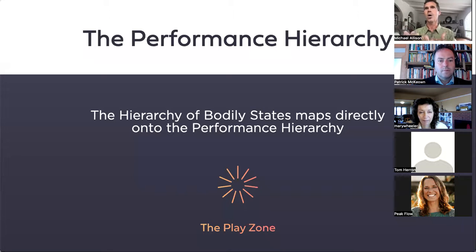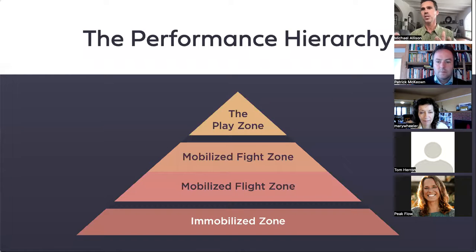Which brings me to what I call the performance hierarchy, okay? That hierarchy of bodily states, that pyramid that we've already looked at, that is defined by Dr. Porges's polyvagal theory. I didn't make that up. That's his theory based on our nervous system. What I'm saying is that it maps directly onto a performance hierarchy. And it looks just like the other pyramid, except the play zone is at the top. Okay, it's that safe and free, but fully engaged and mobilized, but just with the right amount of mobilization.